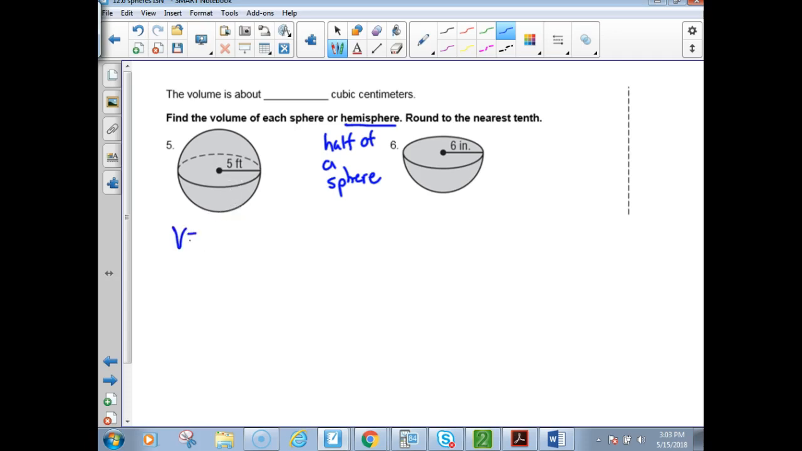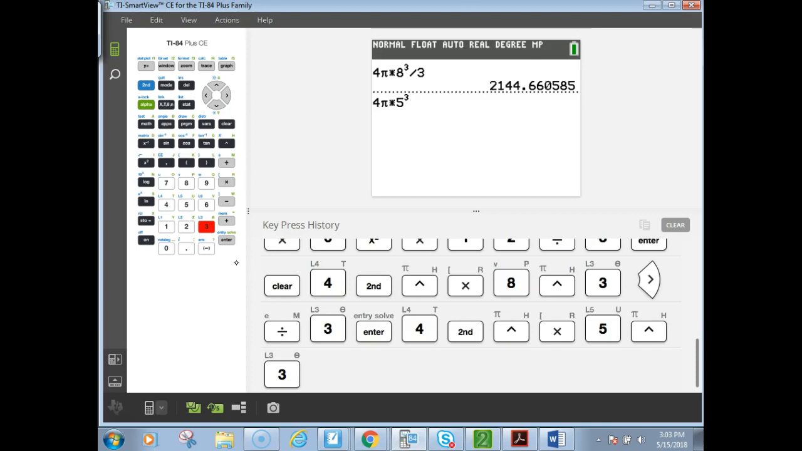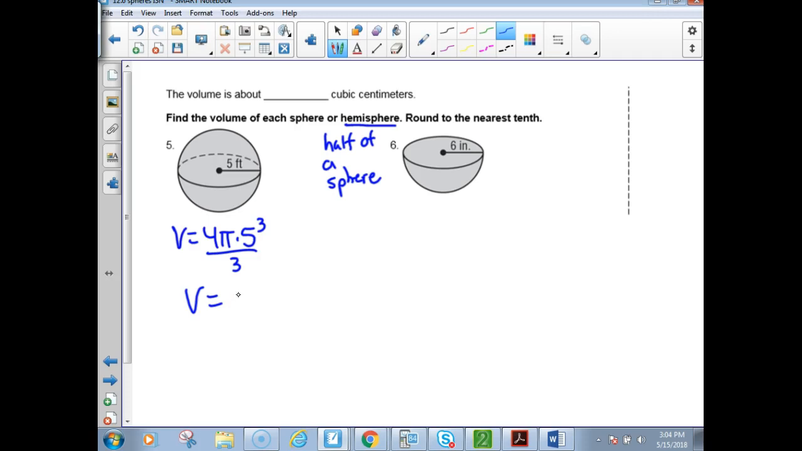All right, so volume, 4 pi times 5 to the third divided by 3. 4 pi times 5 to the third. Arrow up, put in the 3. You better arrow out. If you hit divided by 3, look what happens. Uh-oh. Messed up. So you can hit clear and it'll pop back, and then you can put in the 3. Then you arrow out of there, hit divided by 3. Okay, 523.6 cubic feet.